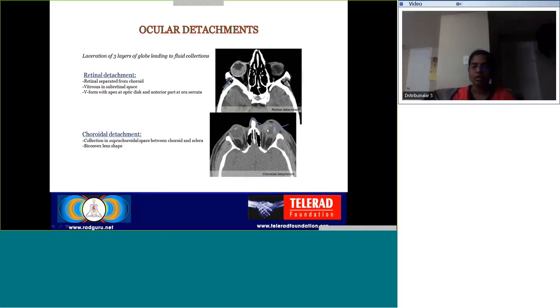And the choroidal detachment is not extending to the optic disc. The collection is in the suprachoroidal space. The fluid gets collected, and this gives the appearance of a biconvex lens-shaped collection.